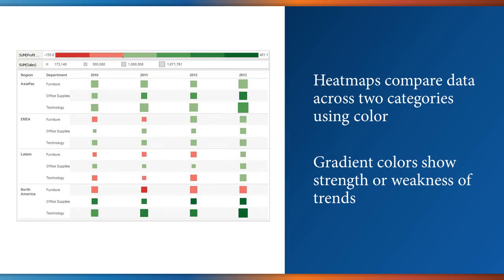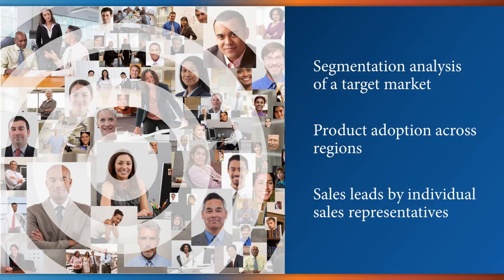Next, let's look at guidelines regarding heat maps. Heat maps are a great way to compare data across two categories using color. The effect is to quickly see where the intersection of the categories is strongest and weakest. Here are guidelines regarding heat maps.